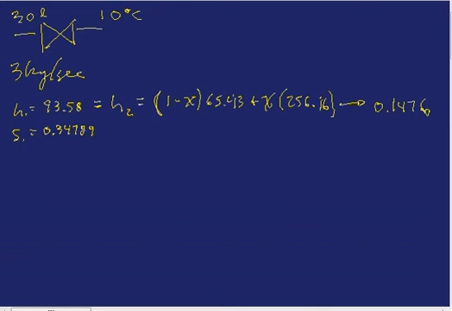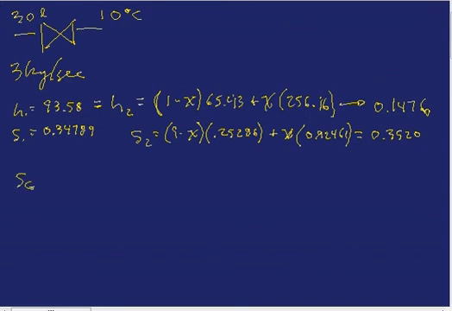So now you can calculate S2 is equal to (1 minus X) times Sf, and Sf at 10 degrees is 0.25286, plus X times Sg, and Sg is 0.92461, and plugging in the X from above, we get 0.3520, and that's kilojoules per kilogram K.